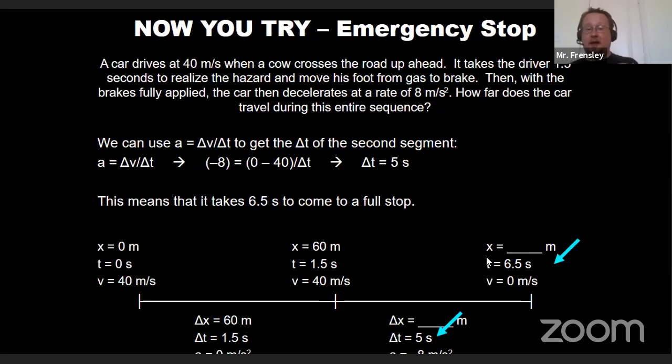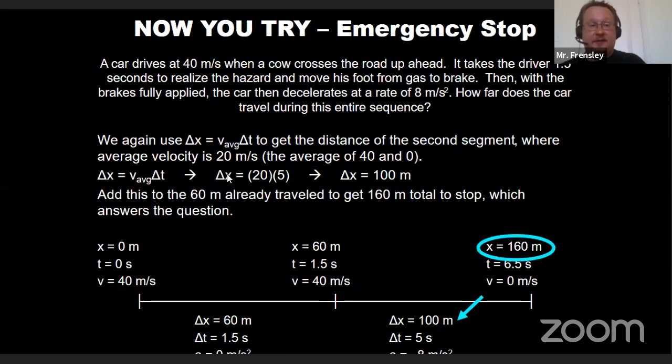Now I'm going to go ahead and use delta distance is equal to average velocity times delta time. So the average velocity of 40 and 0 is 20. There's my average velocity for the second segment. There's the amount of time the second segment takes, which is 5 seconds. So it's 100 meters just to leave tire marks. So it's 60 meters to realize I'm in trouble and 100 meters to leave tire marks.